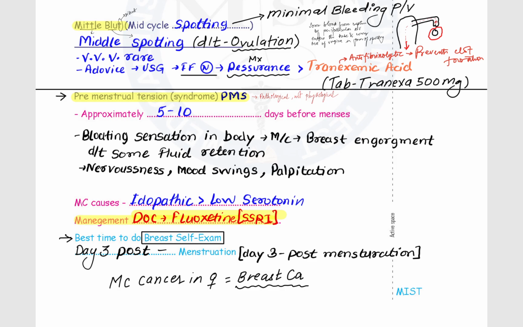Now the best time to do breast self-exam is day 3 post menstruation, and the most common cancer in female is breast cancer. And just a little bit of correlation with PMS, the most common cancer in male is lip cancer more than lung cancer. And if they ask you in general the most common cancer overall, irrespective of male and female gender, it is breast cancer. So best is day 3 post ovulation.